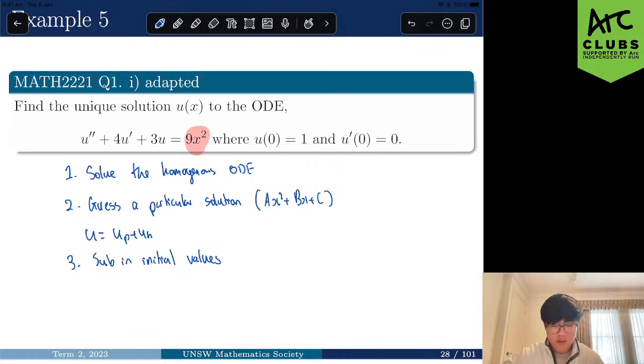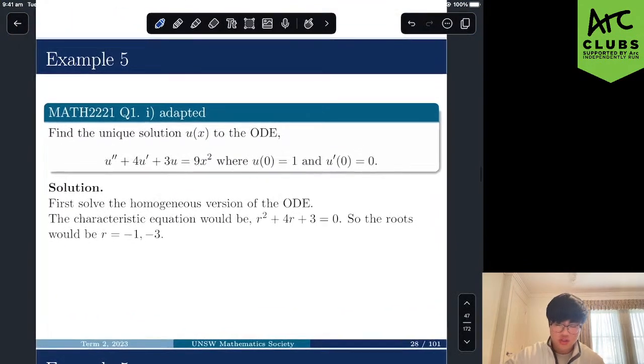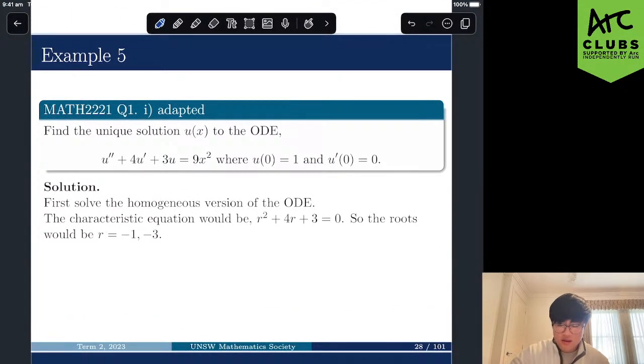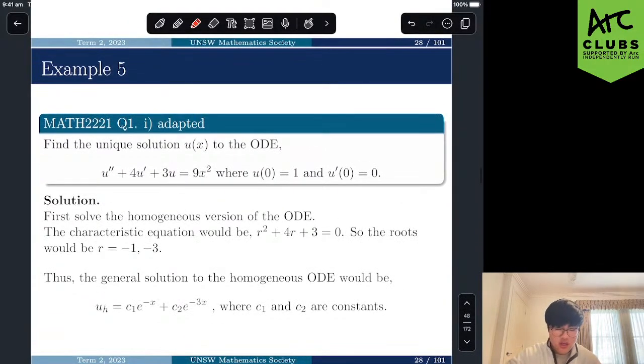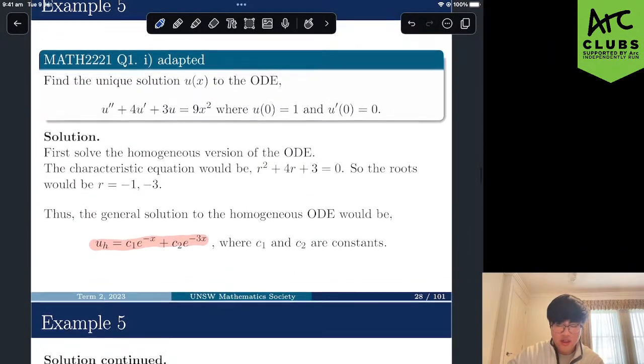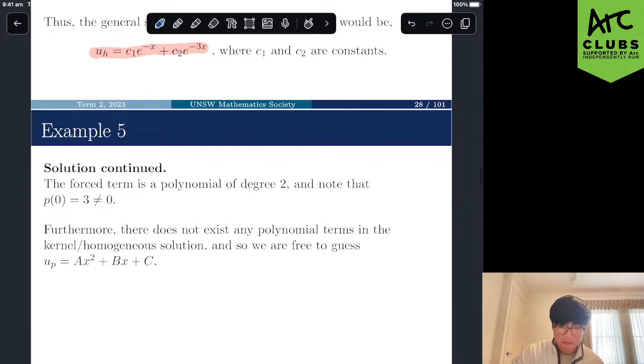Once again, for time, we might just skim through the solutions. So we find here, when we solve the homogeneous version, this is our characteristic equation, and you get these roots. So then the general solution to the homogeneous equation is just this here. So the linear combination of the two. Now that we have the homogeneous, we guess the particular. So we guess it to be ax squared plus bx plus c.